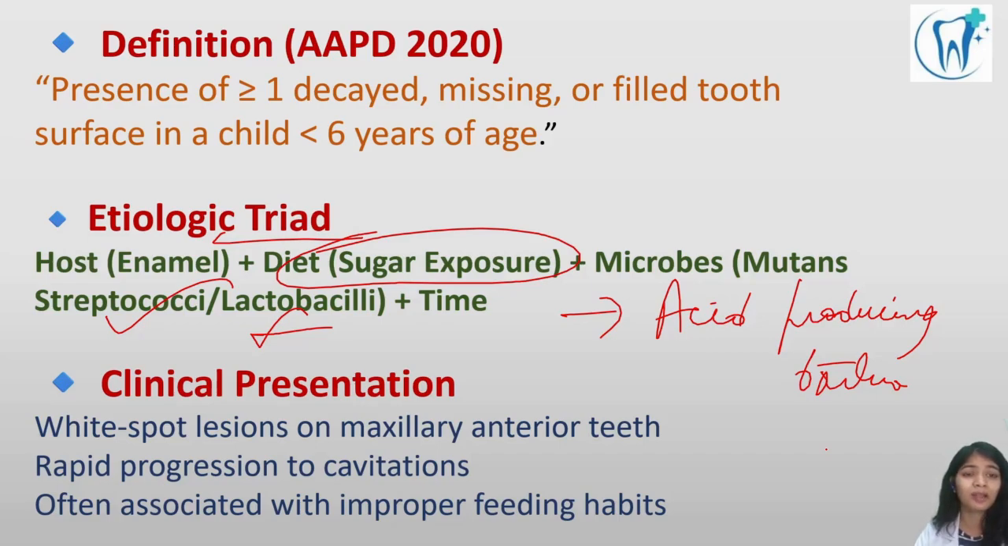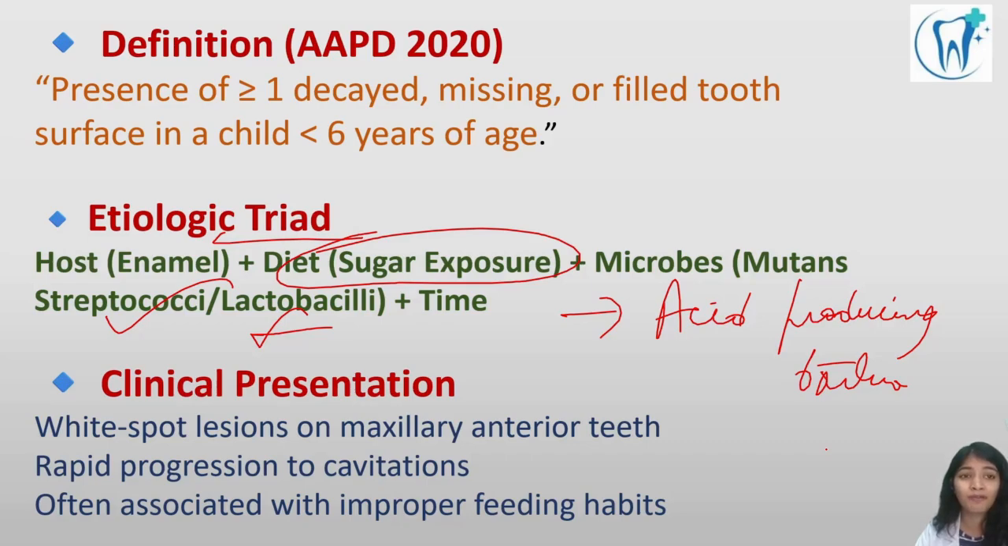Understand? Now see, poor oral hygiene, a thinner enamel layer on primary teeth, and pre-existing enamel defects like hypoplasia contribute to susceptibility. Factors like low parental education, low socioeconomic status, and lack of access to dental care are also major contributing risk factors. Understand?